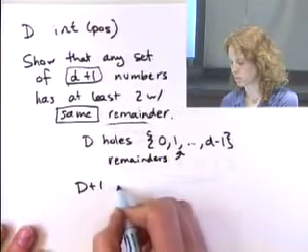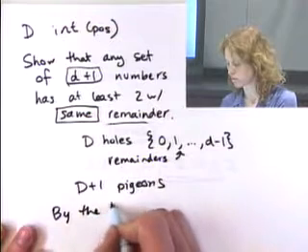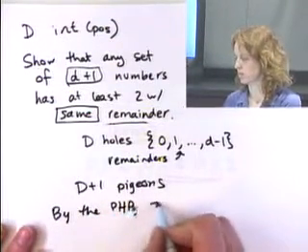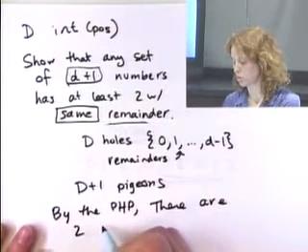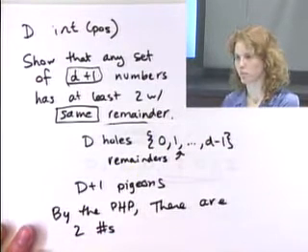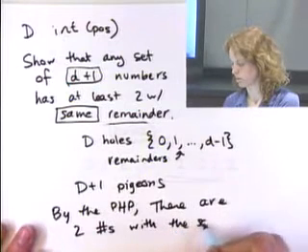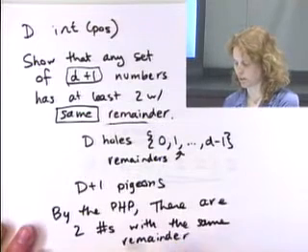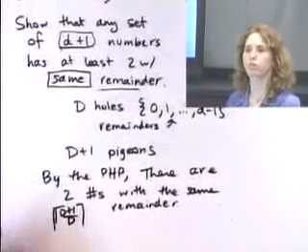So since I have d plus 1 pigeons, by the pigeonhole principle, there are 2 pigeons, or numbers, right, because they were numbers, with the same remainder. Because 2 is actually equal to the ceiling of d plus 1 over d, right?